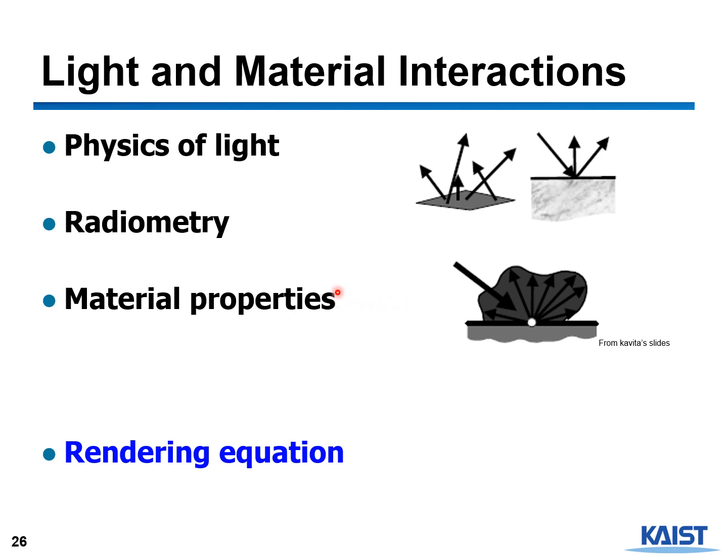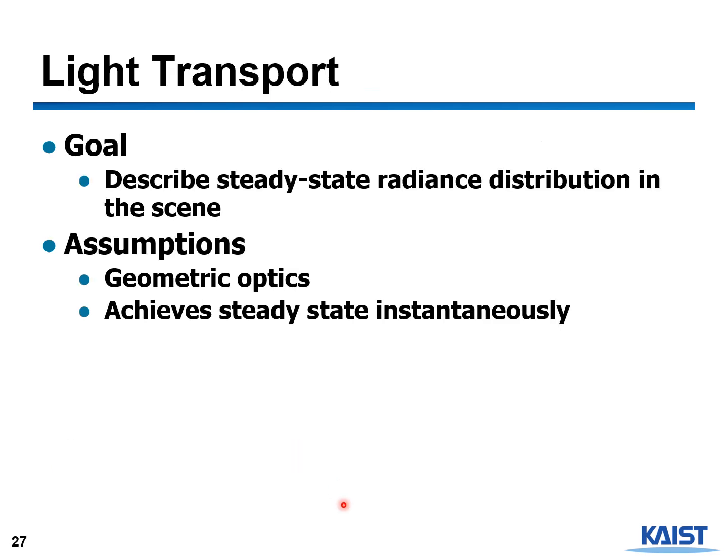So far I talked about the physics of light, radiometry, and material properties. Now we are ready to move on to our final topic, the rendering equation. The rendering equation, also known as light transport, describes the steady state. We don't really care about how the energy propagates in time, because the energy moves so fast that we only care about the steady state radiance distribution in the scene. Our assumption is that we assume geometric optics and we achieve the steady state instantaneously.